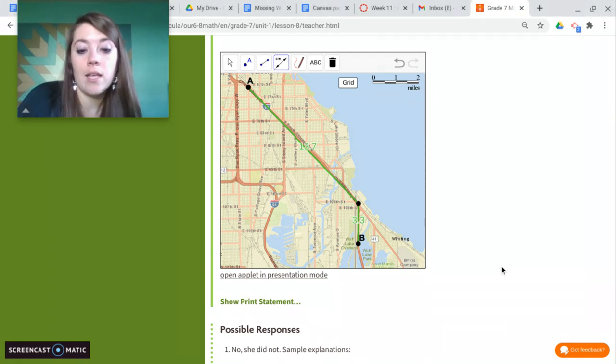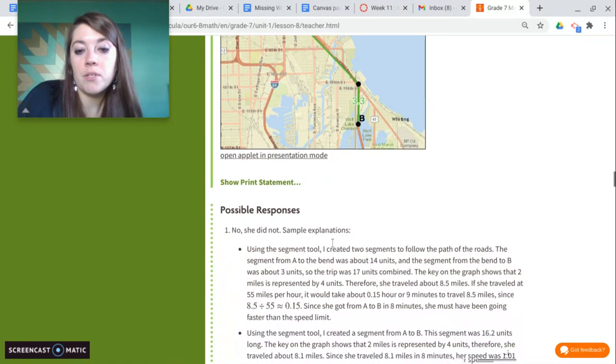So we can see that here. Using the segment tool, we created 2 segments to follow the path of the road, which we did. The segment from A to the bend was about 14 units. We got 13.7. The segment from the bend to B was about 3 units. We got 3.3. So the trip was 17 units combined. And the key on the graph shows that 2 miles is represented by 4 units. Therefore, she traveled about 8½ miles. If she traveled at 55 miles per hour, it would take about 0.15 hours or 9 minutes.